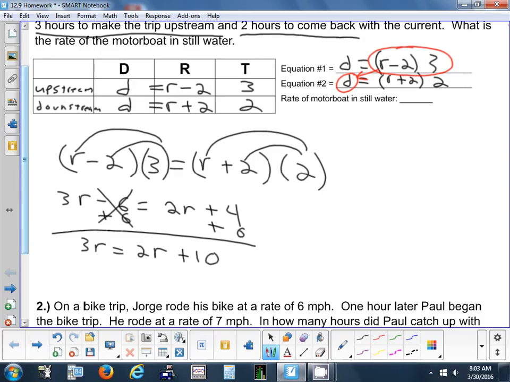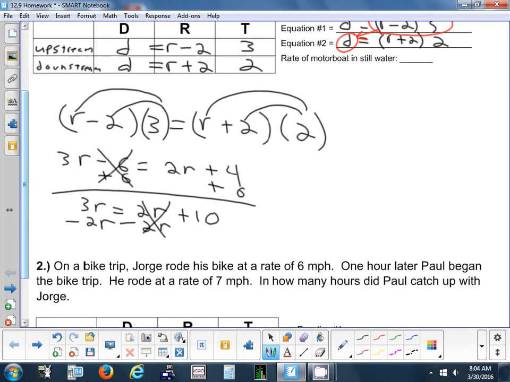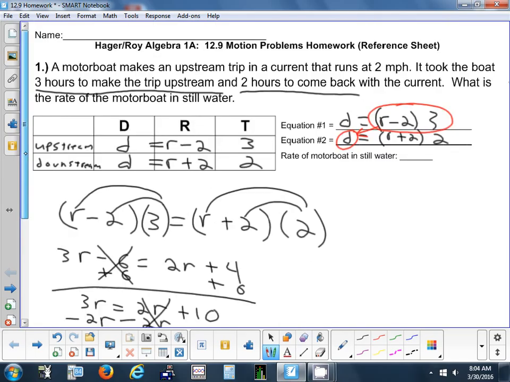Okay, last step. Move the 2r to the other side, and we're going to move it by using subtraction. 2r, 2r. 3 take away 2 is 1. 1r equals 10. And that's it. That's the problem. Okay? So it doesn't seem too bad, but you just have to set it up the right way, and they're all about that difficulty, if you can figure out how to set it up. That's 10 miles per hour.